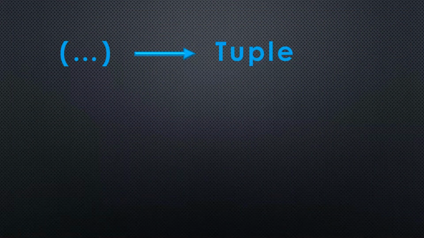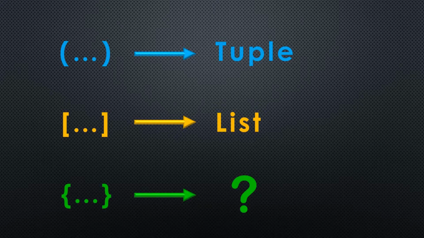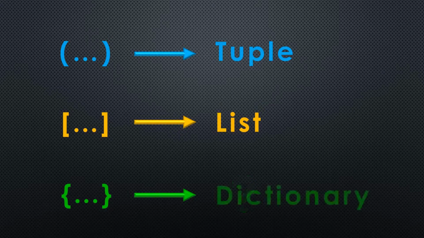In previous episodes, we looked at two ways of storing data, tuples and lists. They can easily be identified by their use of round and square brackets. But what about curly brackets? Well, that's where today's topic comes in, dictionaries.